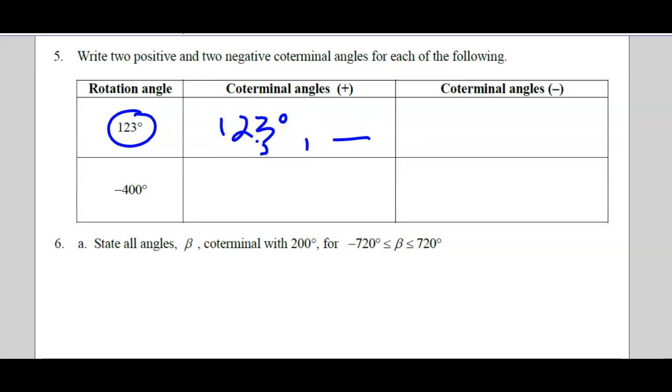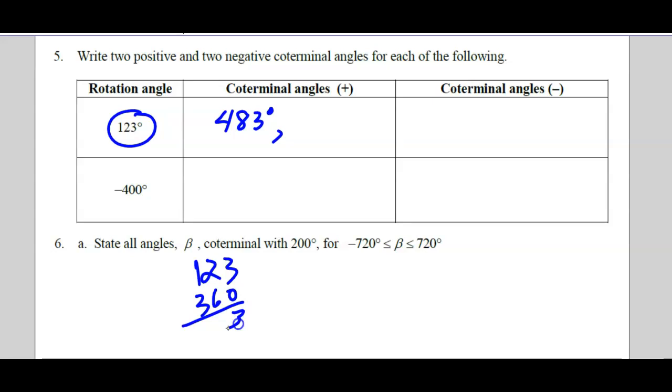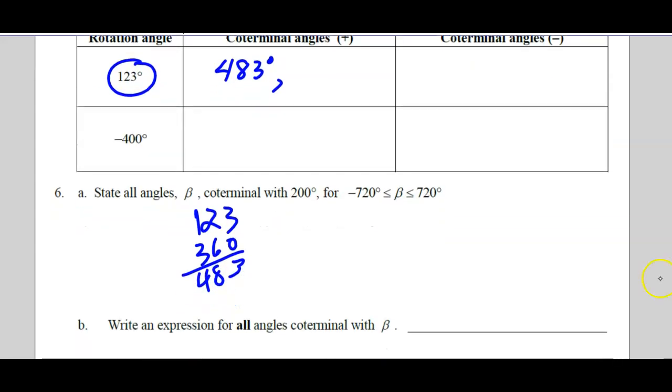So just realize that. Don't take the easy route out if you think that, yes, it has the same terminal arm, but it is that same angle. So we want to add 360. So that's going to be what? 123 plus 360, that's 483. Did I not add correctly? 123, 360. Yeah, 483. And then add another 360. 843.